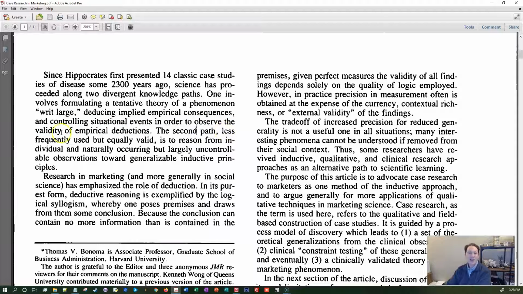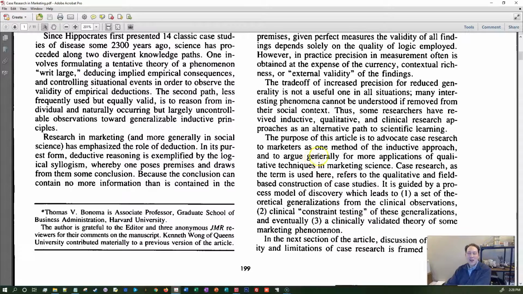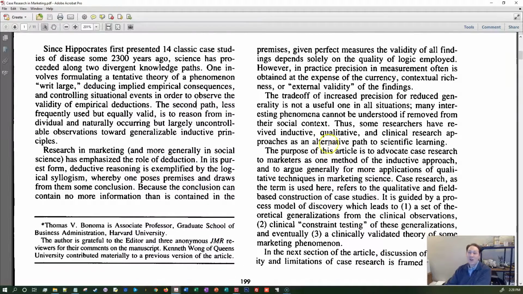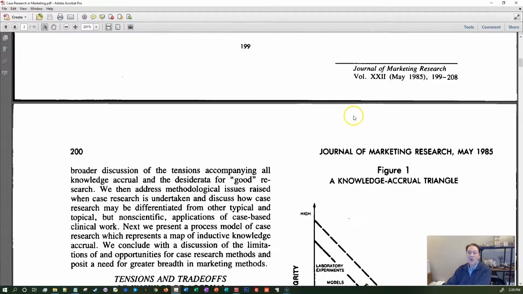The second path, less frequently used but equally valid, is to reason from individual and naturally occurring but largely uncontrollable observations towards generalizable inductive principles. In other words, qualitative research. So, what he's essentially saying here in this first paragraph is that there really are two different ways of looking at scientific inquiry, quant and qual, and they're both useful, but one is less frequently used and is kind of kicked around and considered not as useful. And in discussing this, he's not telling us anything we don't know, right? But in discussing this, he's going to talk a lot about the use of case research.